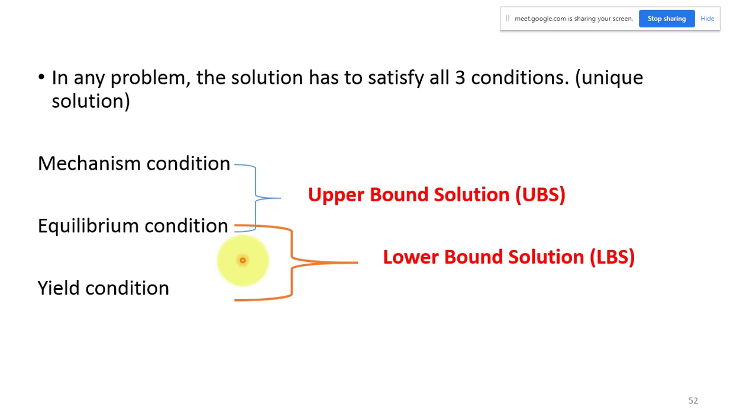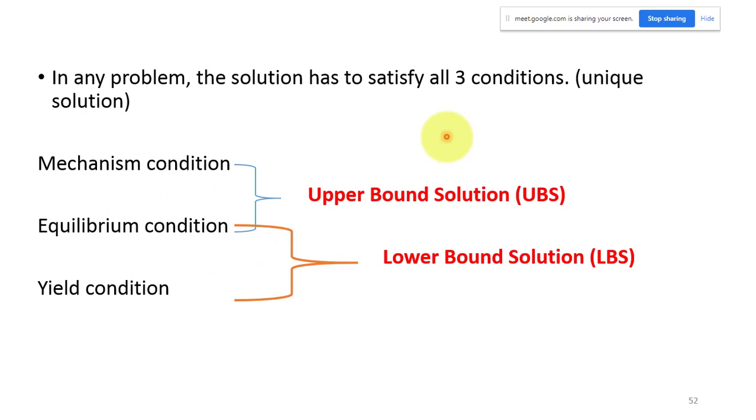As we discussed, there are three conditions in the plastic analysis: equilibrium, mechanism, and yield condition. But sometimes all three conditions may not be satisfied. If you are doing a plastic analysis and your solution is satisfying only the mechanism and equilibrium conditions, then that solution is called an upper bound solution. Similarly, if your solution is satisfying only the equilibrium condition and the yield condition, that solution is known as a lower bound solution. The equilibrium condition anyway has to be satisfied. That is common in all types of analysis and all types of solution.